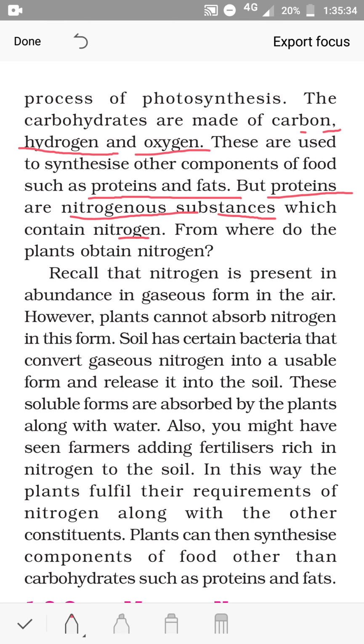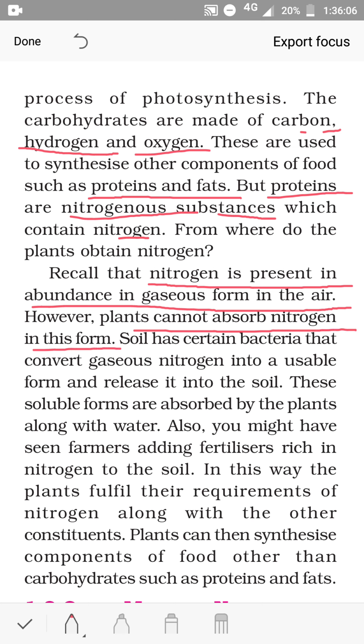Nitrogen is present in abundance in gaseous form in the air. 78% of the atmosphere is nitrogen. However, plants cannot absorb nitrogen in this form. That is, from the air they cannot take it directly.